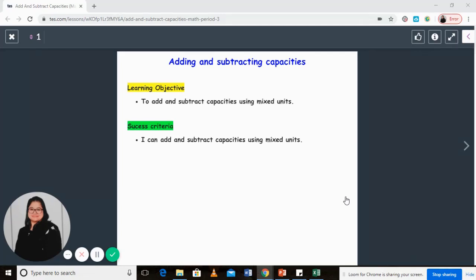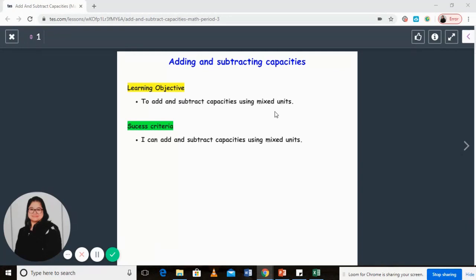Hello, children. Our objective for today's lesson is to add and subtract capacities using mixed units. Now, when we say mixed units, here it means that the capacity is not going to be given only in liters or only in milliliters, but it will be both in liters as well as milliliters. So, we will learn how to convert these capacities into only one unit and then add or subtract.